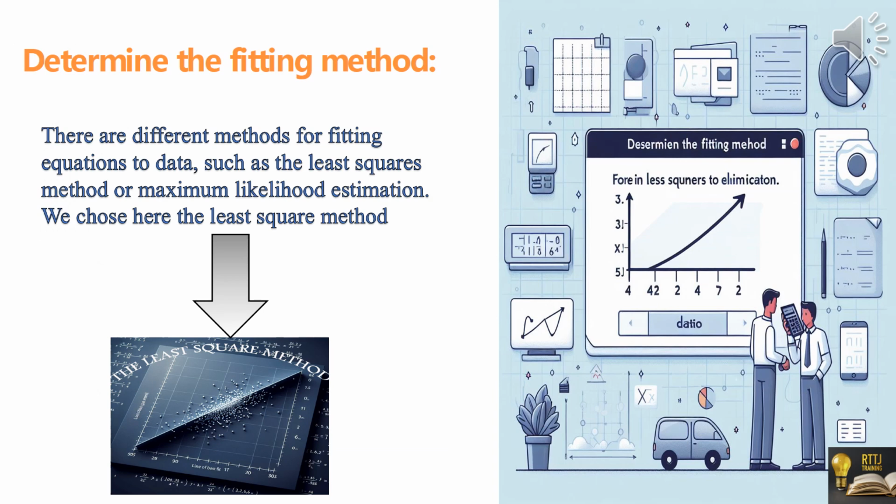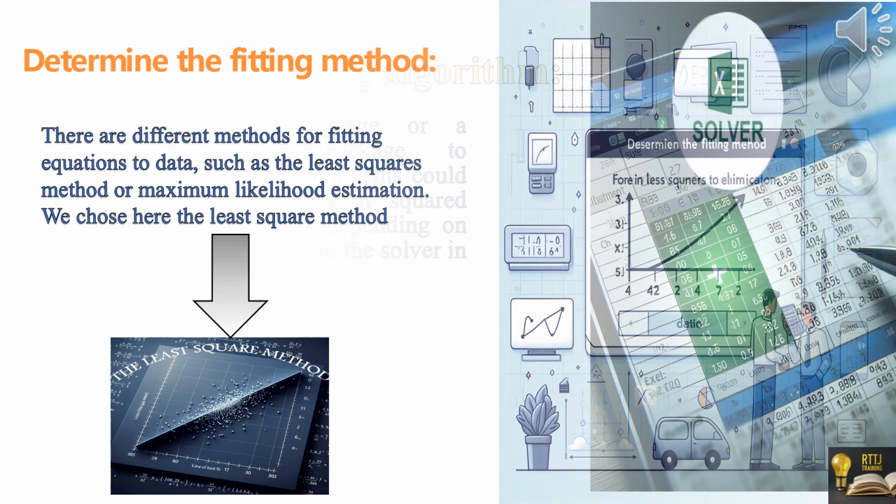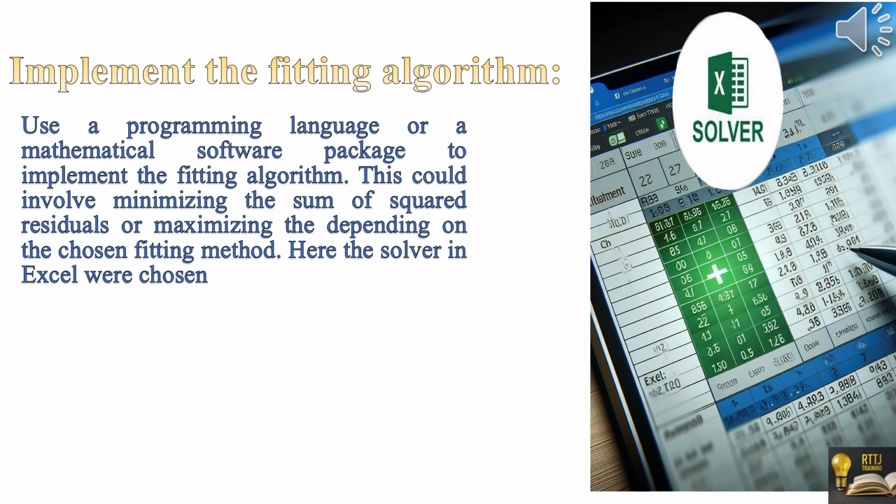Determine the fitting method. There are different methods for fitting equations to data, such as the least squares method or maximum likelihood estimation. We chose here the least squares method. Implement the fitting algorithm. Use a programming language or a mathematical software package to implement the fitting algorithm. This could involve minimizing the sum of squared residuals or maximizing the likelihood, depending on the chosen fitting method. Here the solver in Excel was chosen.